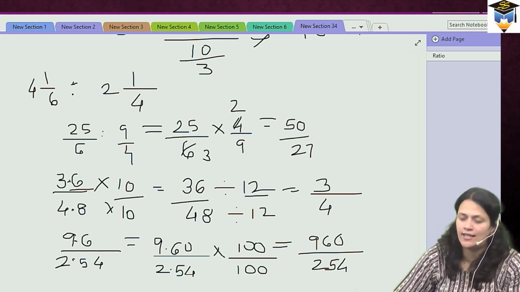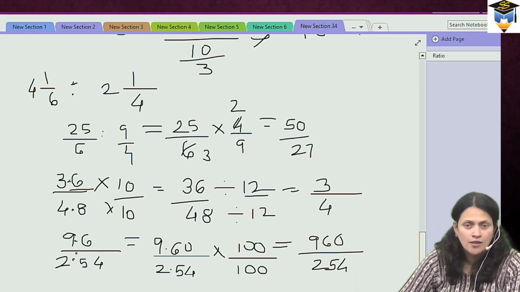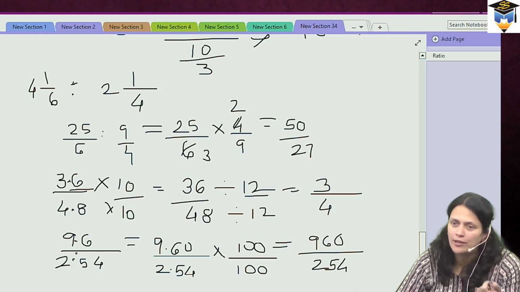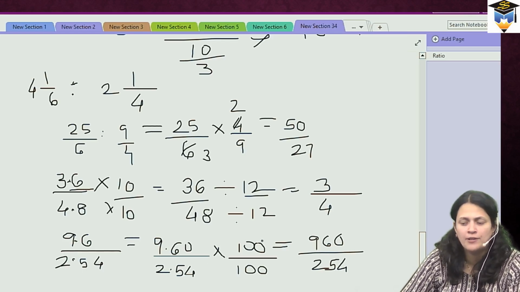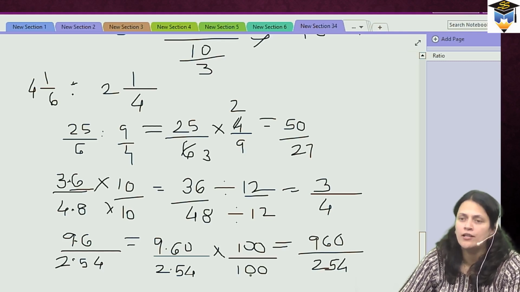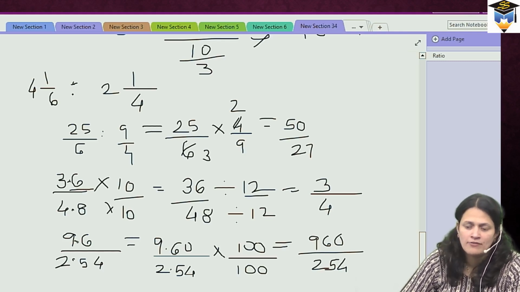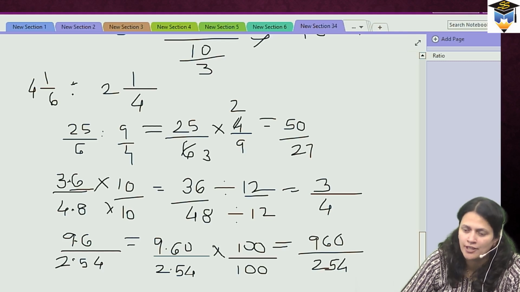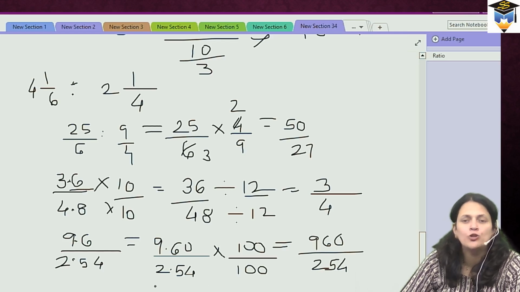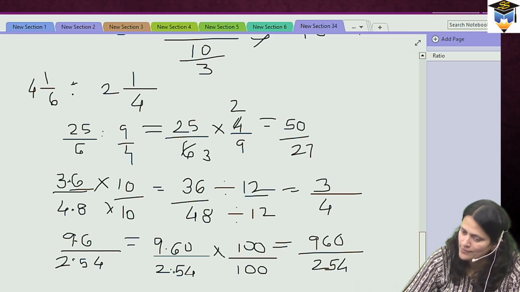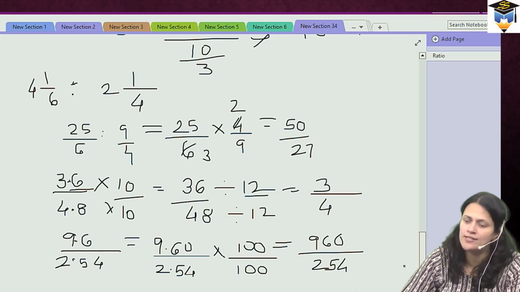Now what did I do here? 9.6 is there. Is 9.6 equal to 9.60? After the decimal point, how many digits are there? There are 2. So what I did, I multiplied both numerator and denominator by 100. When we multiply, the decimal point is going to shift to the right hand side by 2 digits, because it is 100. So we got 960. And in the denominator, 2.54 into 100, so the decimal point again shifts to the right hand side by 2 digits. So 254.